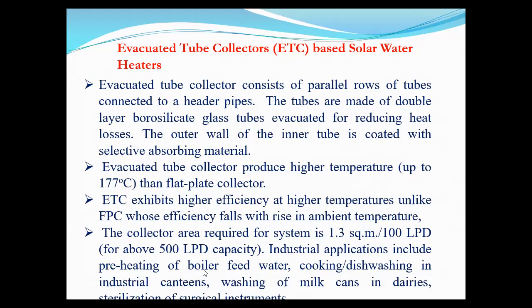Industrial applications include preheating of boiler feed water, cooking and dish washing in industrial canteens, washing of milk cans in dairies, and sterilization of surgical instruments. So the hot water generated in flat plate collector and evacuated tube collector is also used for the low temperature thermal power plant. By using this heated water, vapor is produced from the low temperature working fluid like refrigerant or freon, and those vapors are used in the Rankine cycle to generate electricity.